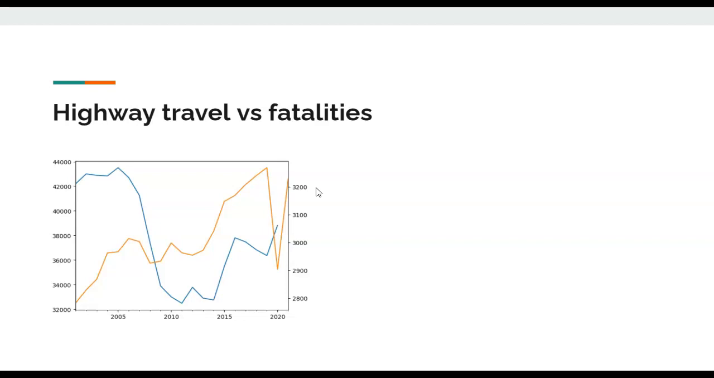Some preliminaries. The National Highway Transportation Safety Administration collects data on road fatalities, and the Federal Highway Administration gathers data on road usage to estimate vehicle miles traveled per month. So these are the sources from which I gathered my data.